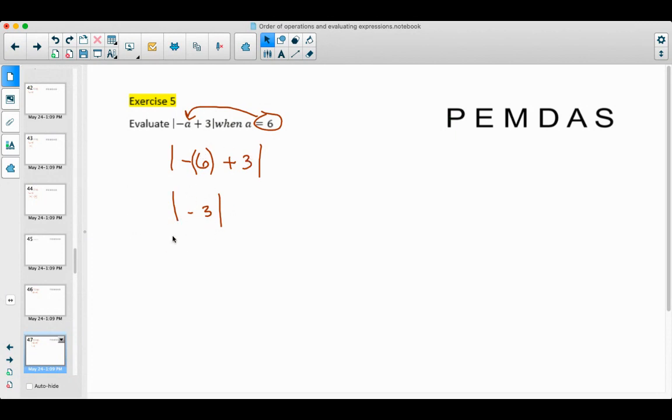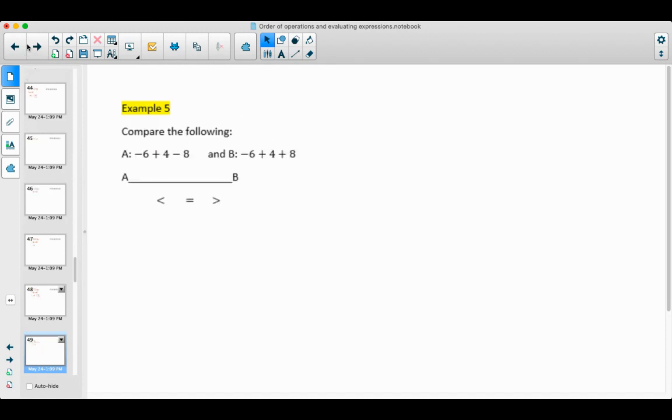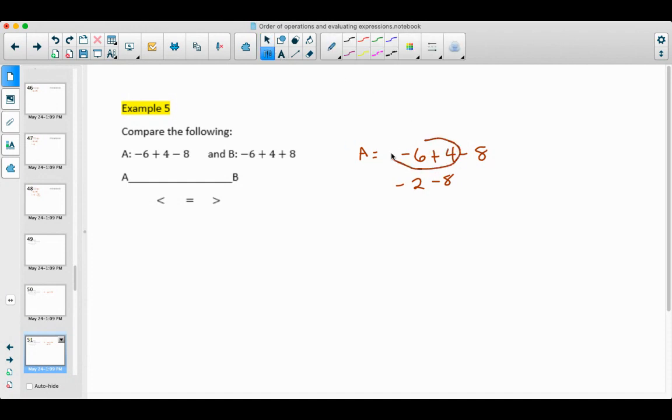Now with example 5 here, I put this on here just because you're going to see stuff like this on the test. So what we're going to do is compare the following. Okay, so we have a negative 6. We're going through our order of operations. There's no parentheses, no exponents, no multiplying or dividing. It's all just adding. So I have negative 6 plus 4, which is negative 2. So I'm doing this part first. And I get negative 2. Once I'm done with that part, then I can do negative 2 minus 8. Negative 2 minus 8 is negative 10. And I'm going to write that down right here.